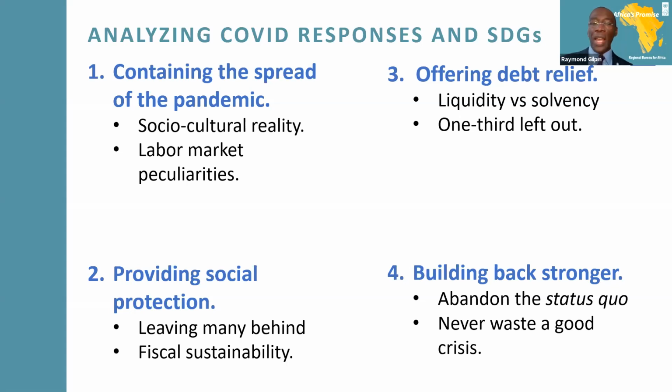Second, providing social protection. Job losses and the socioeconomic issues have forced African countries, on average, as of a couple of months ago, to set aside 3% of GDP for social protection. But it's basically mimicking what's happening elsewhere.